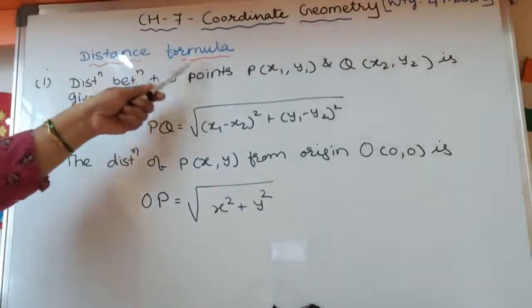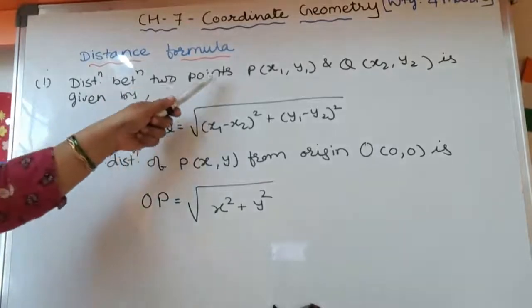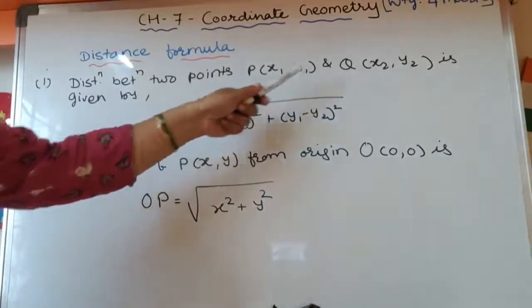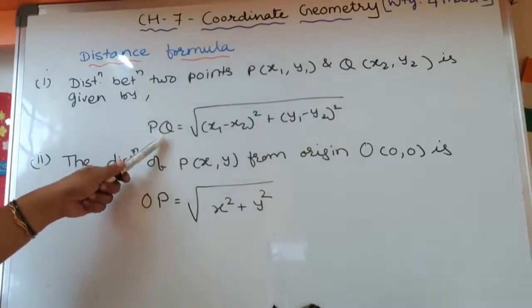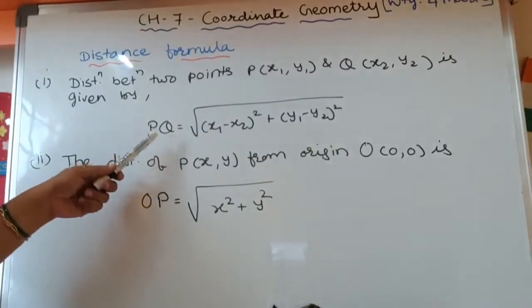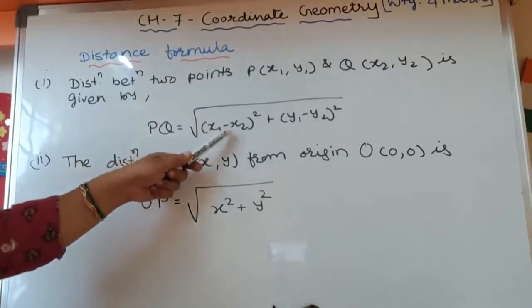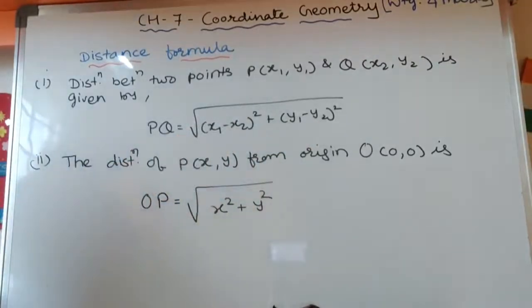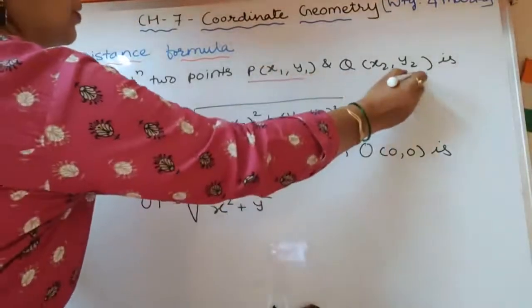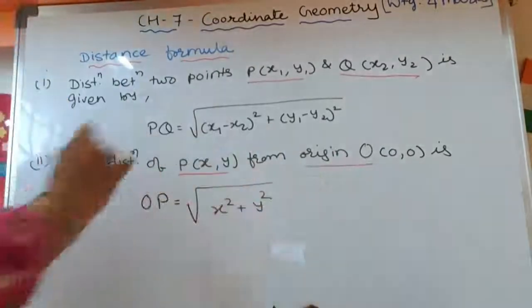Now, the distance formula. The two distance formulas are there. Here, the distance between two points P(x1, y1) and Q(x2, y2) is given by this. We have just seen the derivation, right? So PQ is equal to the whole under root (x1 minus x2) whole square plus (y1 minus y2) whole square. Now, we are here talking about two different points. Now here the point is there and the other is the origin.